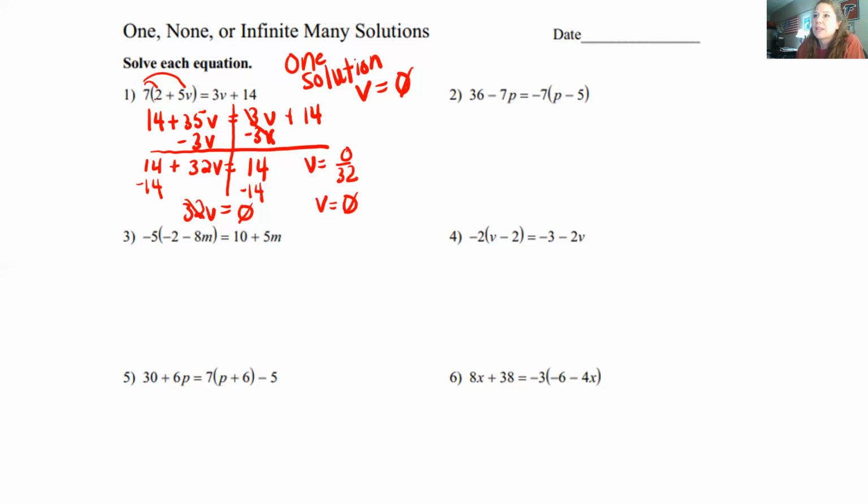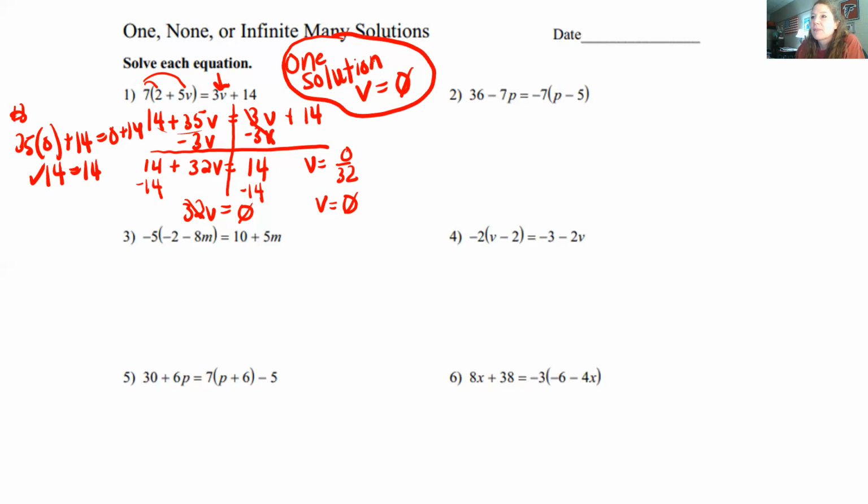So how would I check my answer? Well, after I distribute up here, I could check my answer. I'd say 35 times 0 is 0. 0 plus 14 is 14. So I get 14 on the left side equals 3 times 0 right here. 3 times 0 is 0, and 0 plus 14 is 14. So is this true? Does 14 equal 14? Yes, it does, which makes me know that my answer is correct.